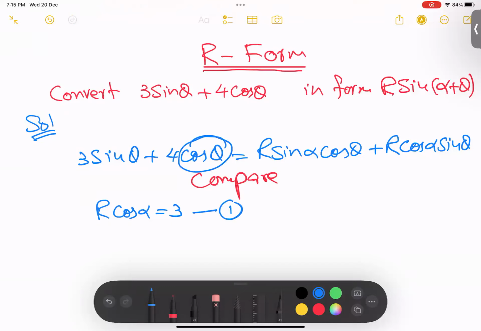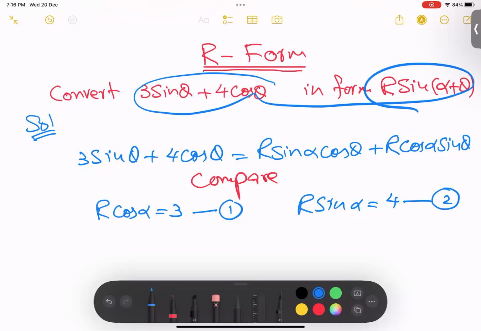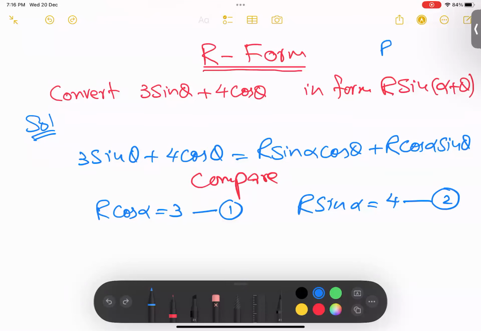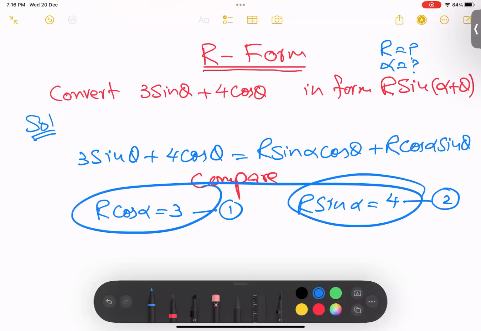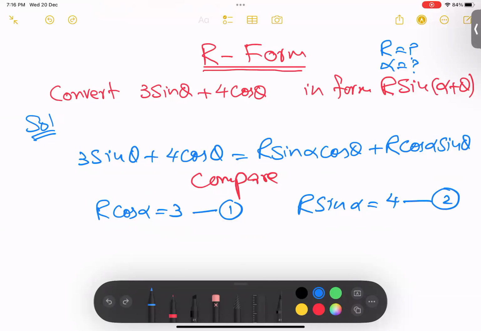Same story, students. What is the cos theta coefficient? 4. What is the cos theta coefficient here? R sine alpha. So R sine alpha and 4 are equal to each other, and I can write directly this. Now, my basic task is what? I have to convert into this format. What is missing? R is missing and alpha is missing here. If I get these two variables, my question is over. So in these two equations, I will try to find R and alpha.